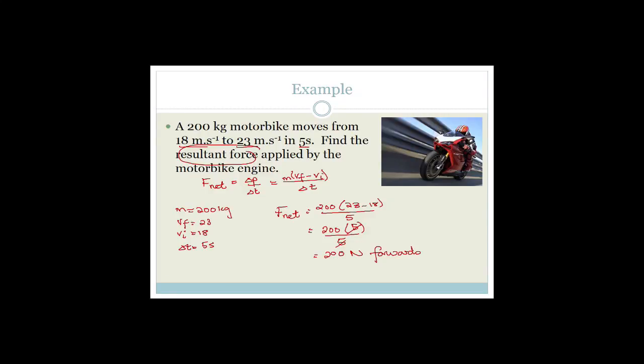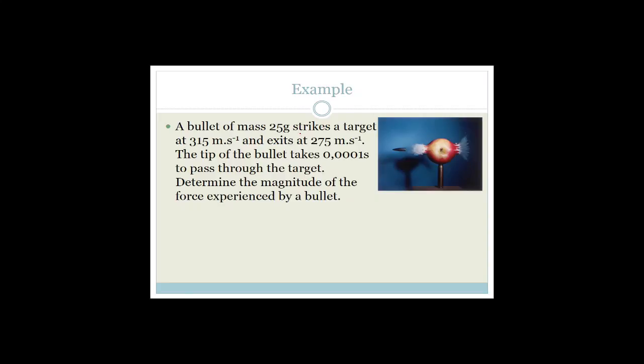There we go. Okay, let's do another example. A bullet of mass 25 grams, it's quite a big bullet, strikes a target at 315 meters per second and exits at 275. So if it was a bullet of 25 grams, it would be coming into the apple at 315 meters per second and it exits the apple at 275 meters per second, and the tip of the bullet takes 0.001 seconds to pass through the target. And it says determine the magnitude of the force experienced by the bullet.